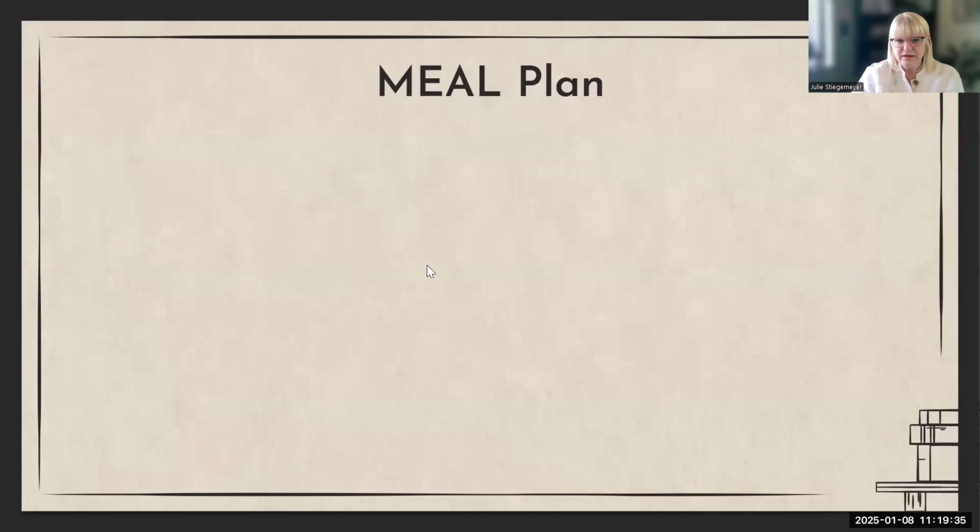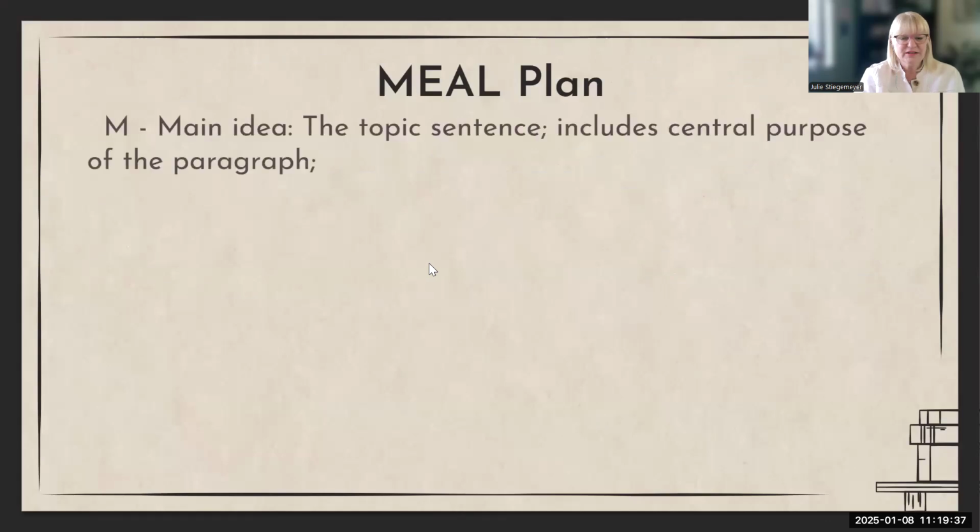The meal plan is a strategy that you've probably been familiar with since maybe junior high. I remember in junior high, my writing teacher telling us about the hamburger, where your top bun is the introduction, the bottom bun is the conclusion, and in the middle, where you have the meat and the lettuce and the onion, all those are your details. So it's really the same idea, but this is a little more advanced when it's broken down this way.